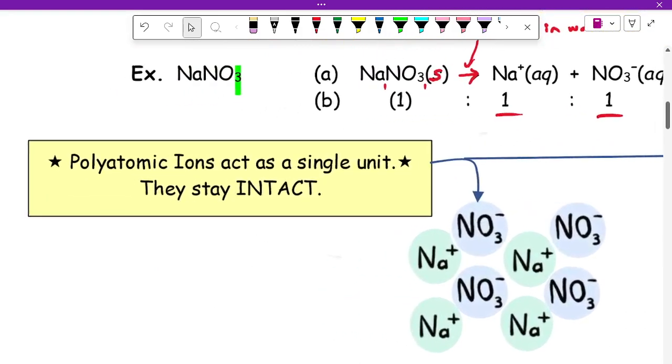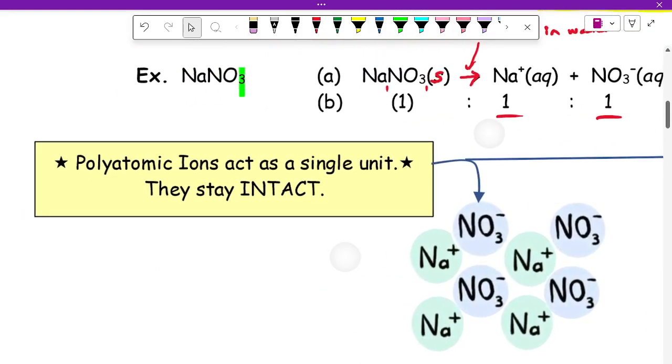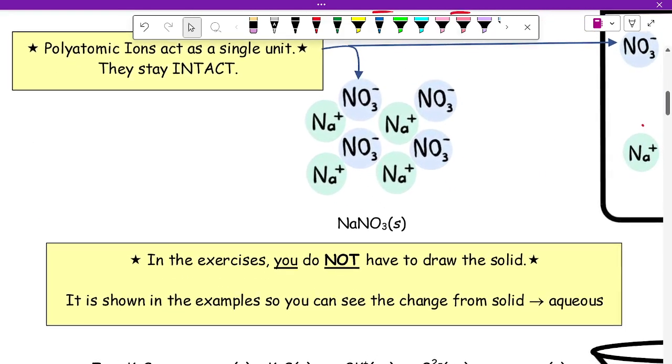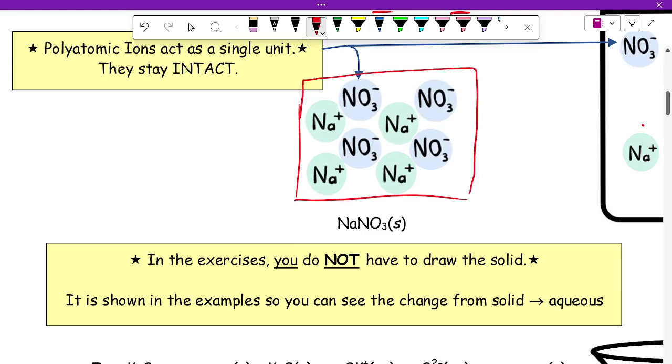Polyatomic ions act as a single unit. They stay intact. Okay? In the exercises, you do not have to draw the solid, but this is what the solid sodium nitrate would look like. That's our crystal lattice. You don't need to draw it.